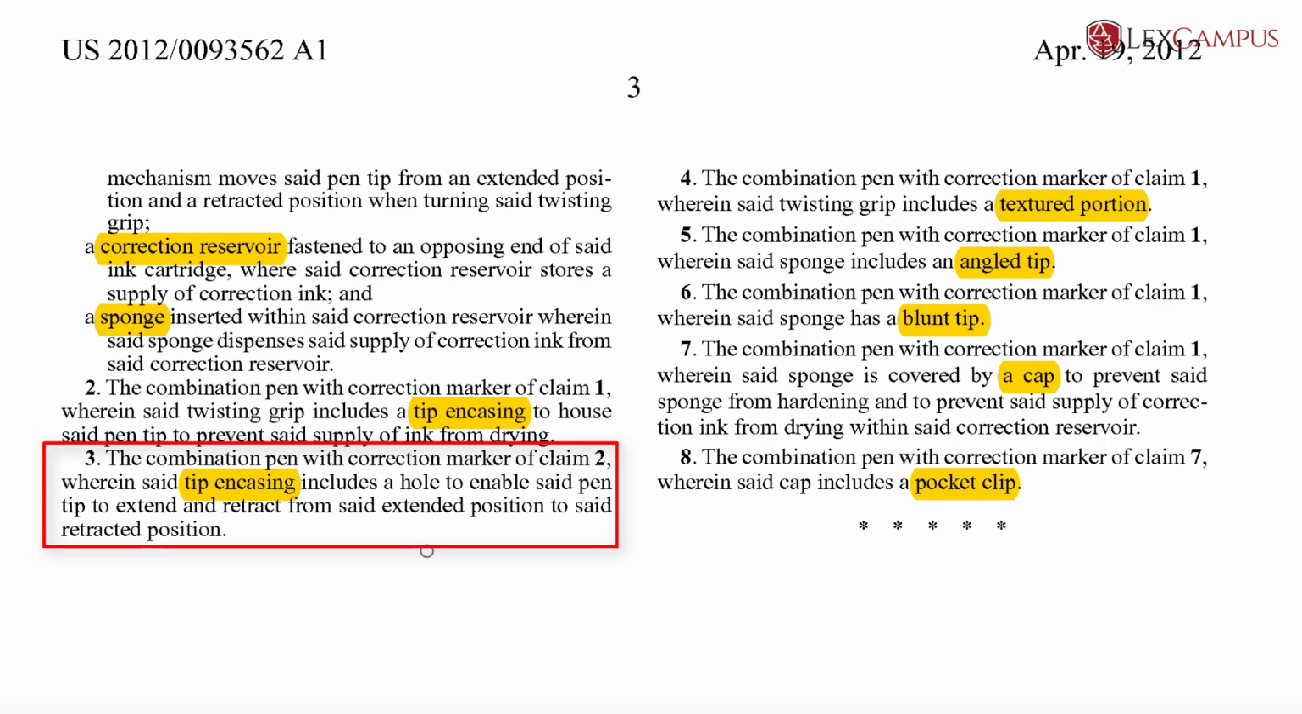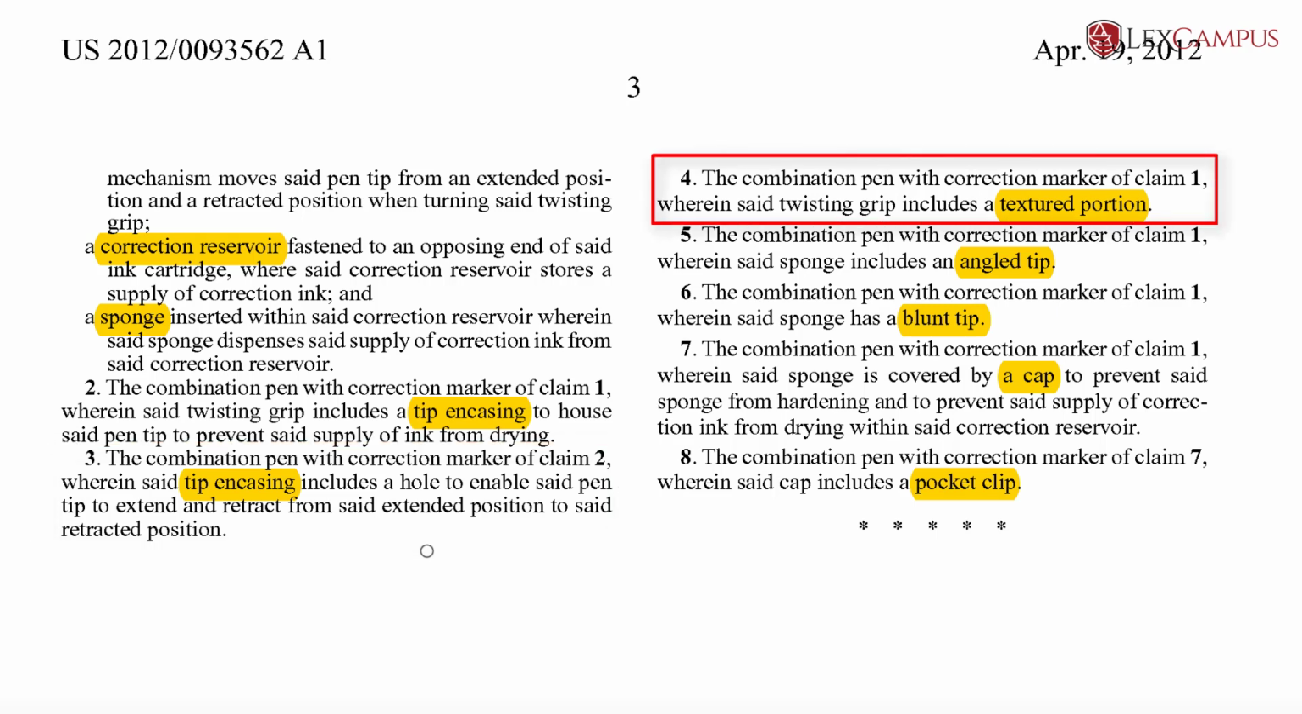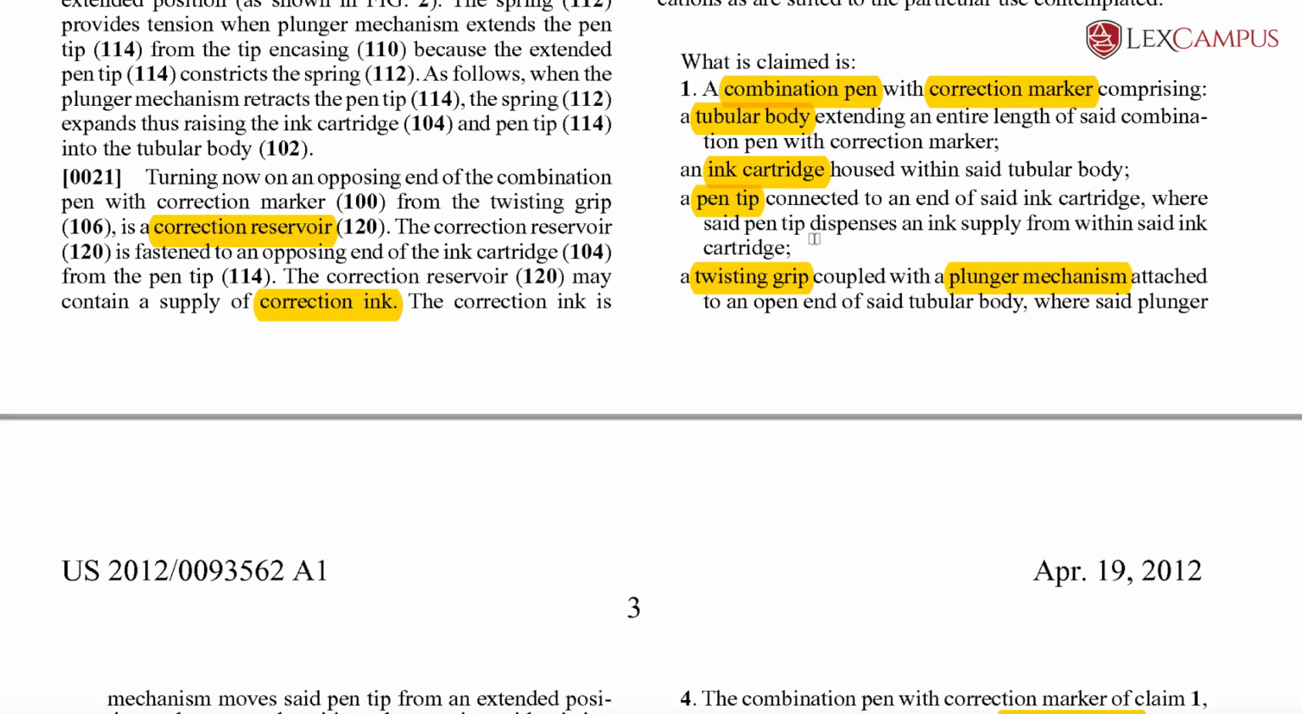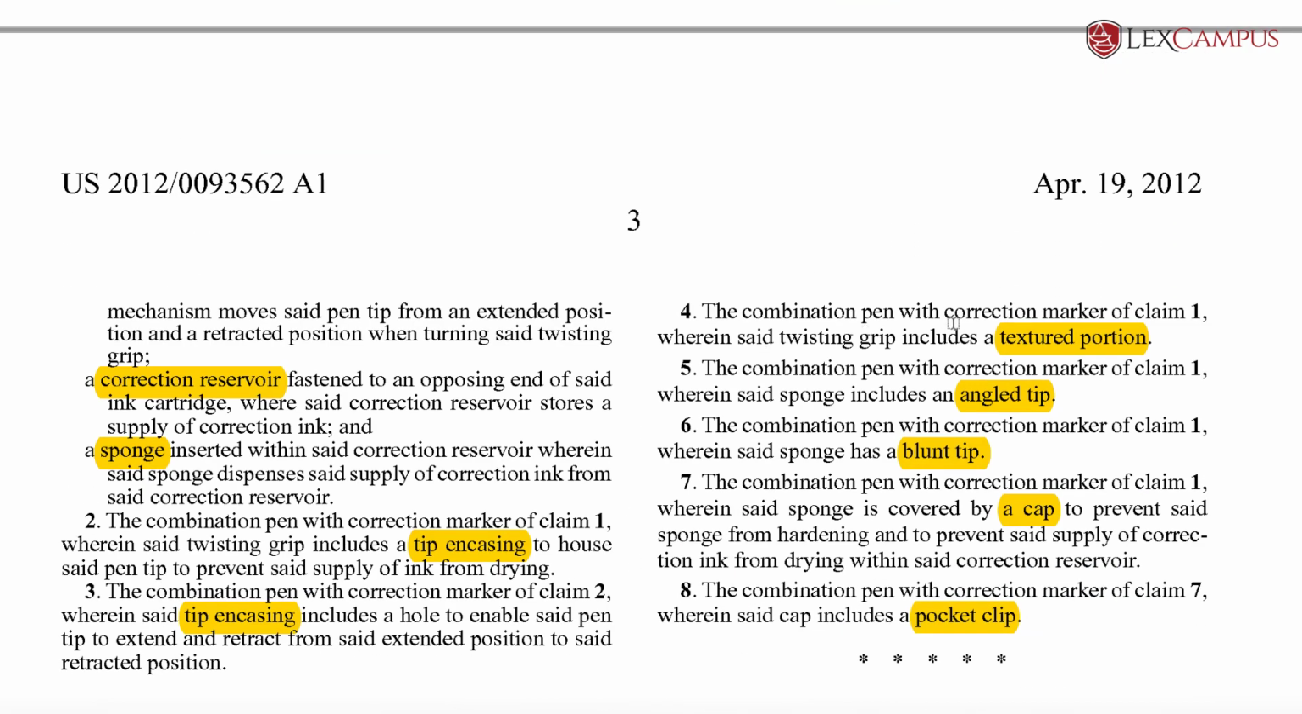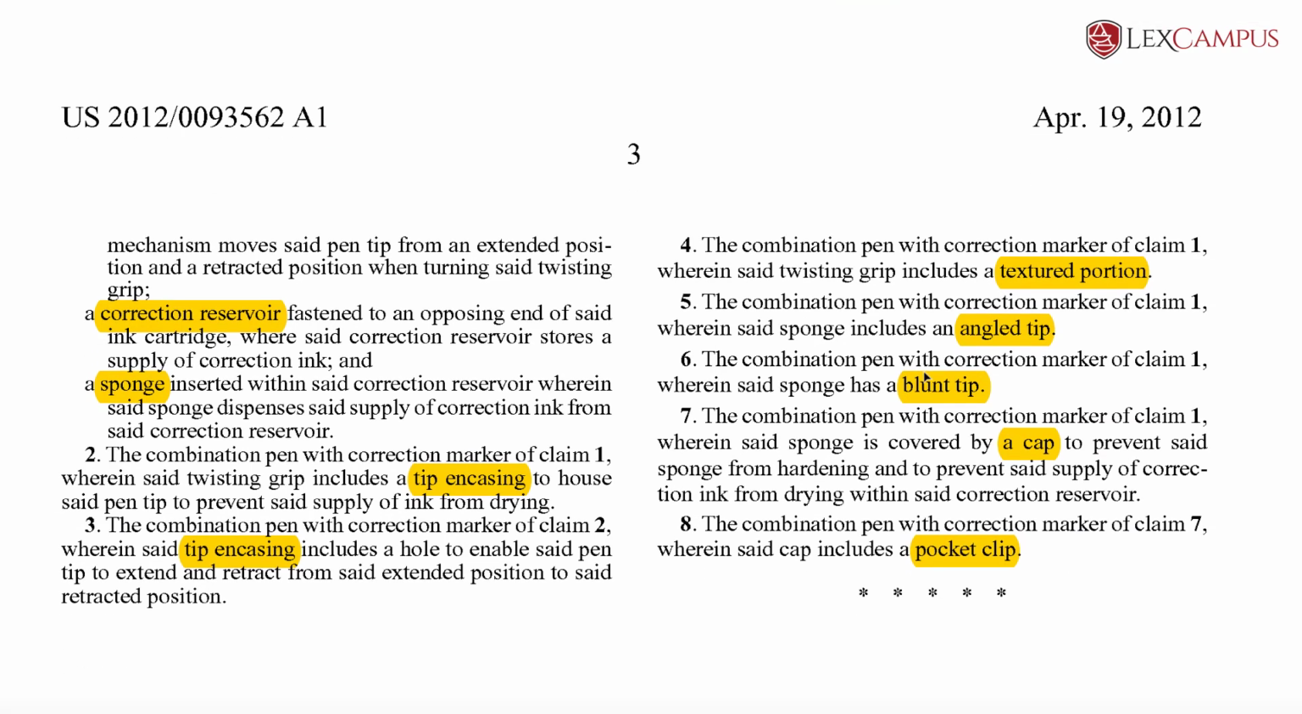The combination pen with correction marker of claim 2, wherein said tip encasing includes a hole to enable said pen tip to extend and retract from said extended portion to said retracted portion. So the tip encasing has a hole. 4. The combination pen with correction marker of claim 1, wherein said twisting grip includes textured portion. Now, twisting grip is another element which we have already mentioned. This is the twisting grip. This is also on the twisting grip. So here, this twisting grip includes a textured portion. So the limitation is the textured portion.